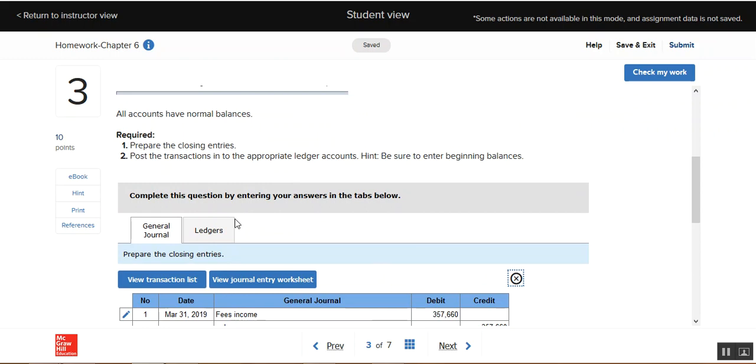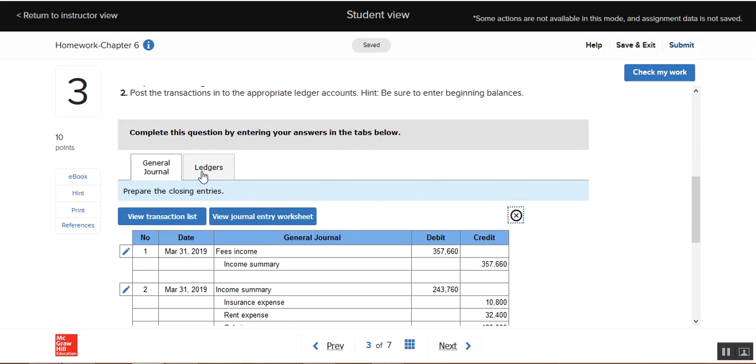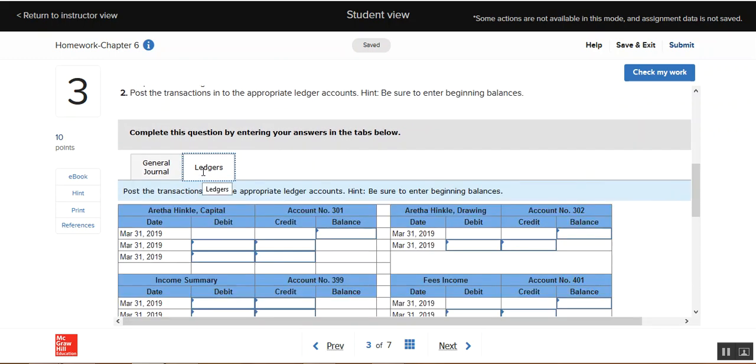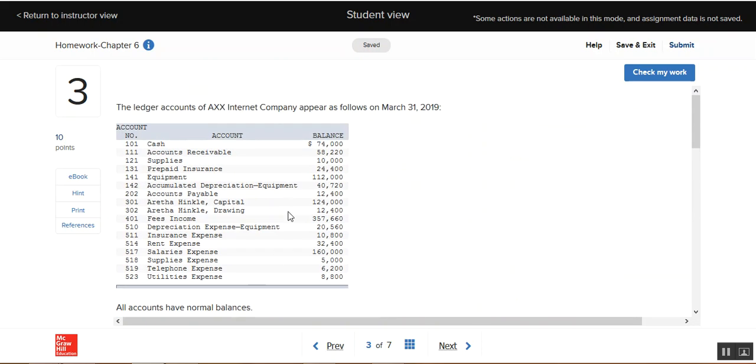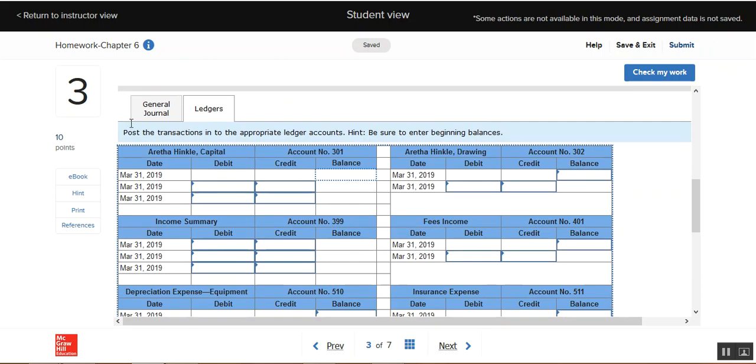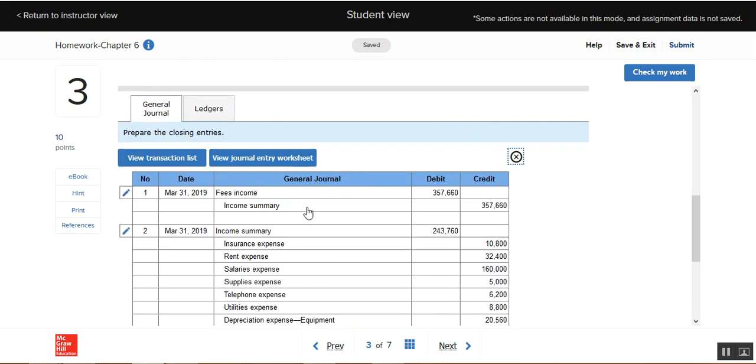And then it says post transaction to the ledger accounts. You're going to do this the same way you've done it in the last few chapters. Here's your ledger accounts. You're just going to work your way down. Don't forget to put in your balances. They are up here. And then start working on your journal. Just go down one by one.